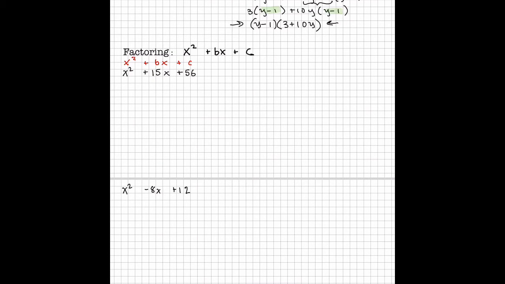Now the way that we're going to handle this is that you'll notice there's not really any common factors we can divide. So there is a method we can use, and here's what we're going to do. We're going to look for factors of c, so numbers that multiply to produce 56 that also add up to 15. So I'm going to write that down.